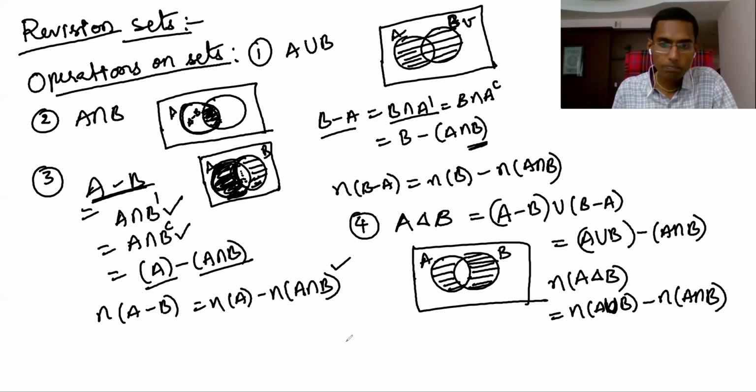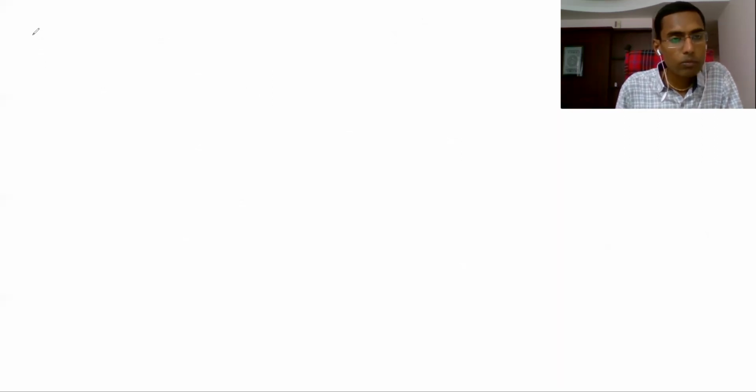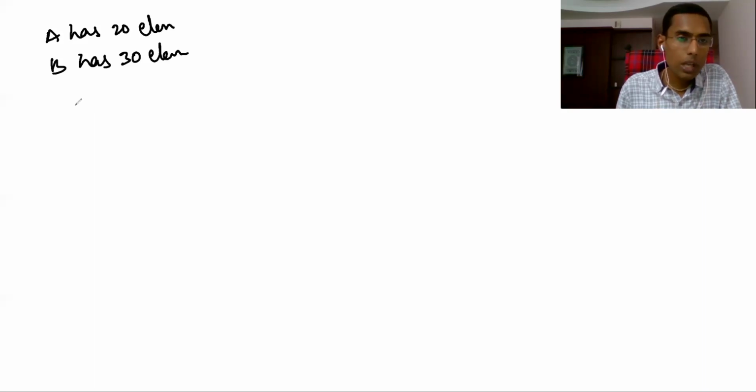So now here, because we have done the questions, let's see. One important thing I would say is about at least one. Yesterday I explained: A has 20 elements, B has 30 elements, and A intersection B has 10 elements. I gave it like this.